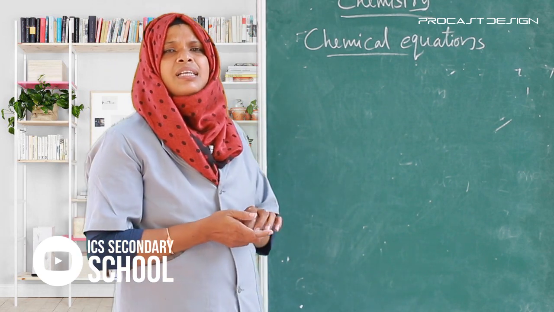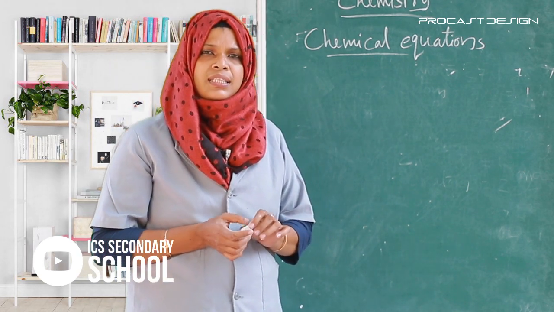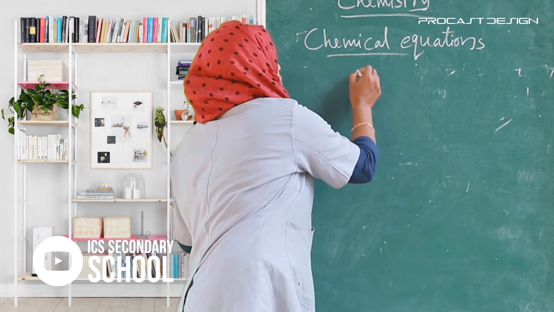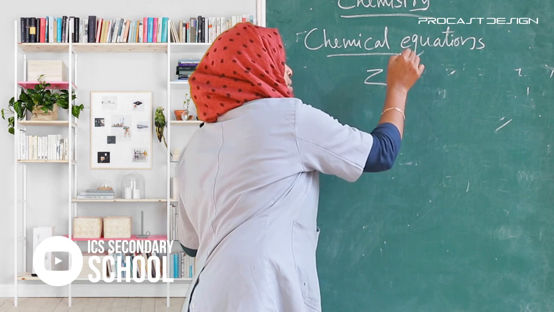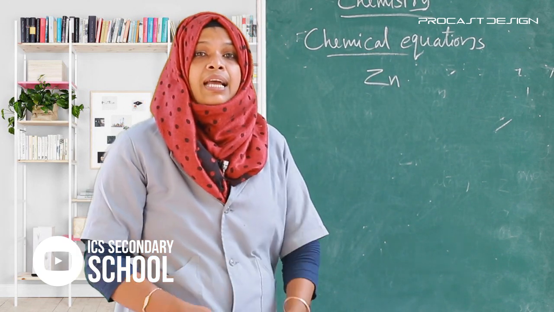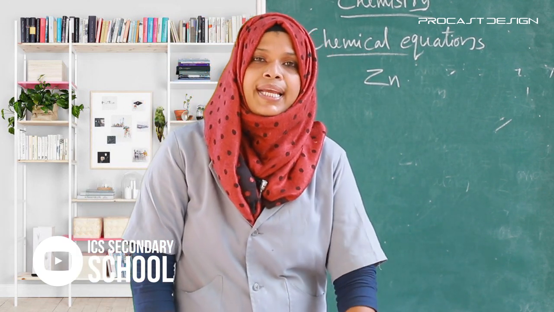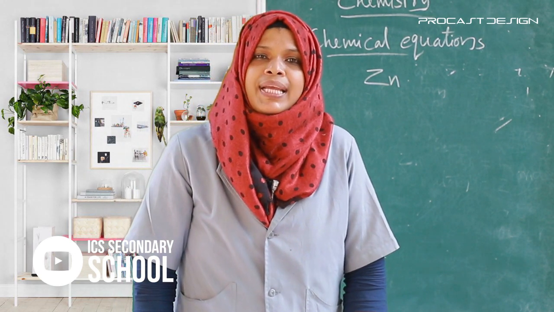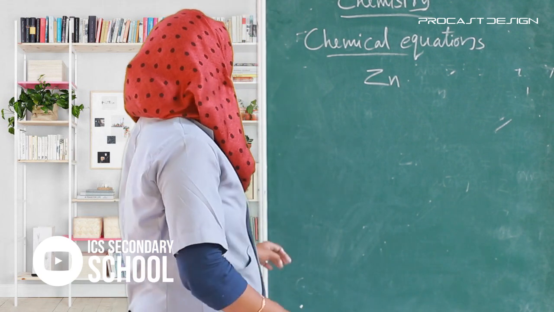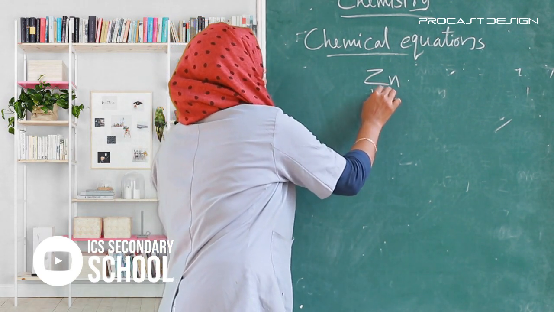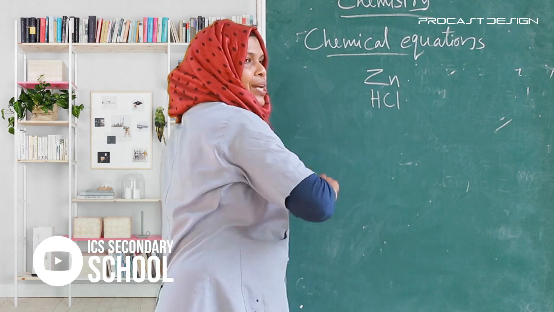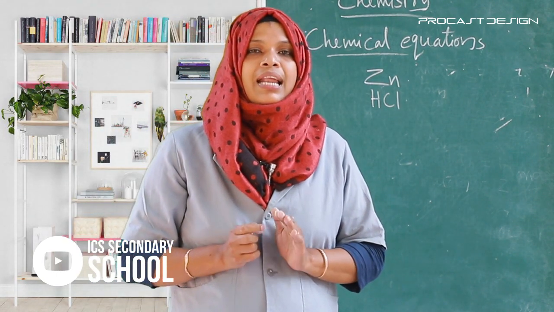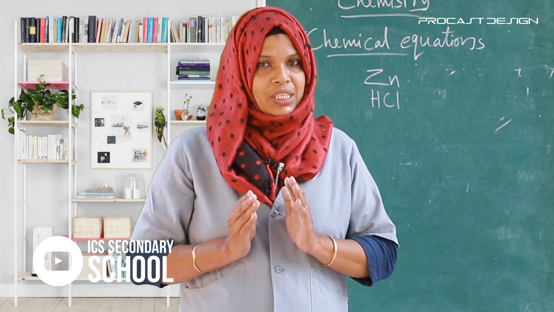Can you tell me the symbol of zinc? The symbol of zinc is Zn. Can you tell me the chemical formula of hydrochloric acid? The chemical formula of hydrochloric acid is HCl. Then write the chemical equation.